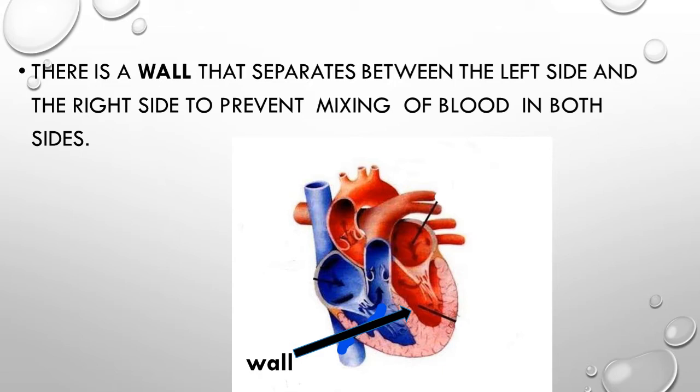What is the importance of this wall? Why is there a wall between the left side and the right side? This wall prevents mixing of blood in both sides. Again, there is a wall that separates the left side and the right side of the heart to prevent mixing of blood in both sides.